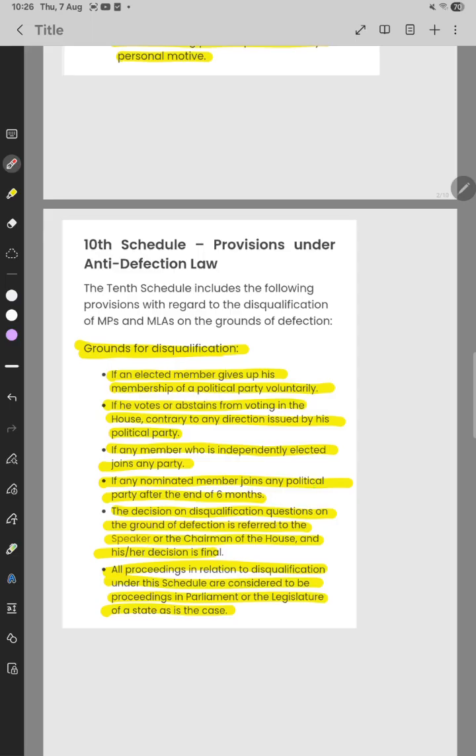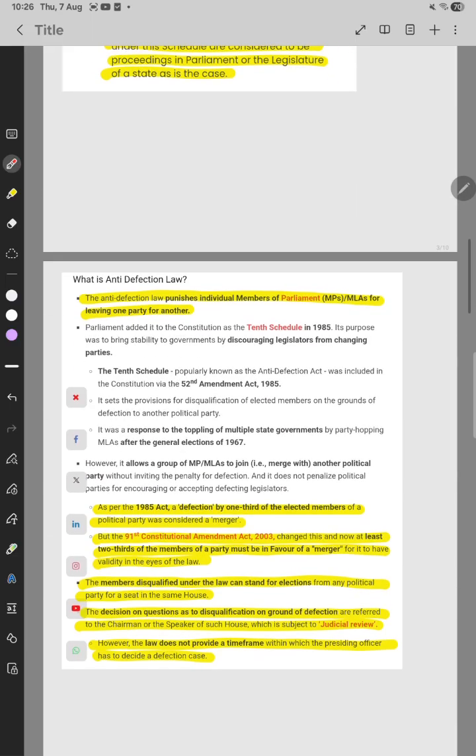The decision on disqualification questions on the ground of defection is referred to the Speaker or the Chairman of the House, and his or her decision is final. All proceedings in relation to disqualification under this schedule are considered to be proceedings in Parliament or the legislature of a state, as is the case. The anti-defection law punishes individual members of Parliament, MPs or MLAs, for leaving one party for another.